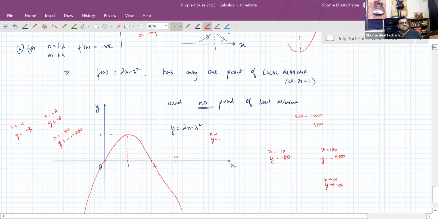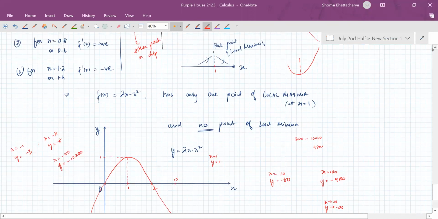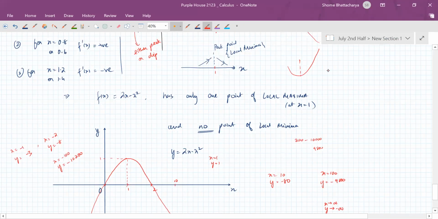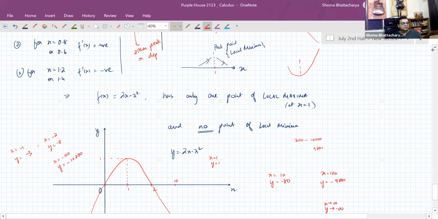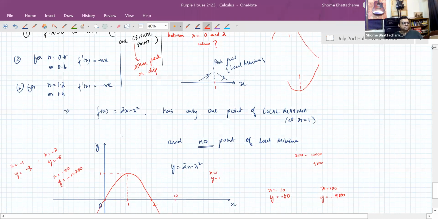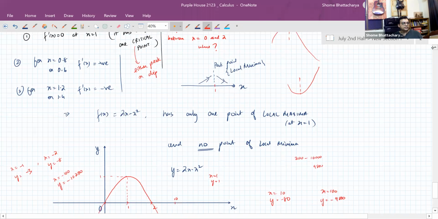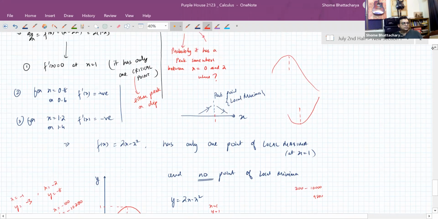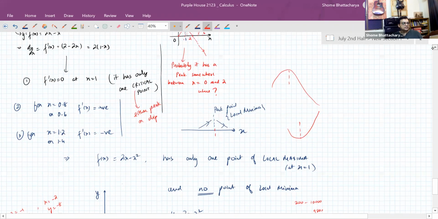So this whole analysis takes a bit of experience, and it takes a bit of effort in maths also, not just the basic calculus part we're doing in physics. But just to find the peak point or the dip point, we can very easily use this analysis.